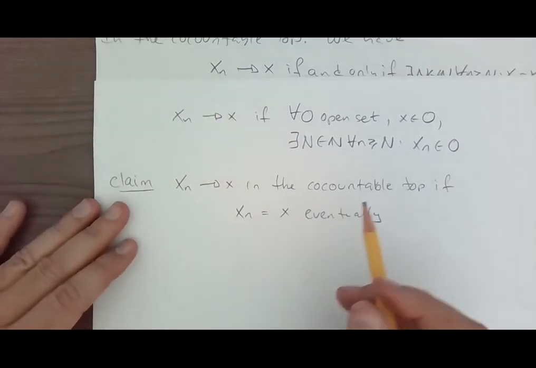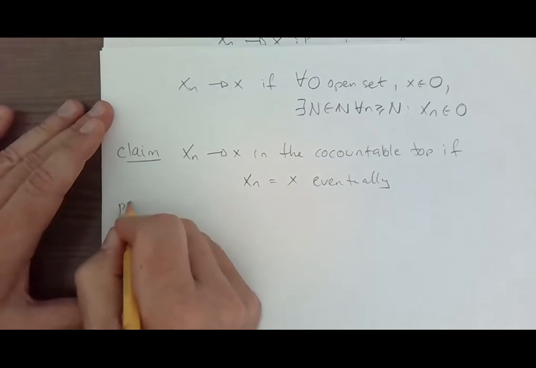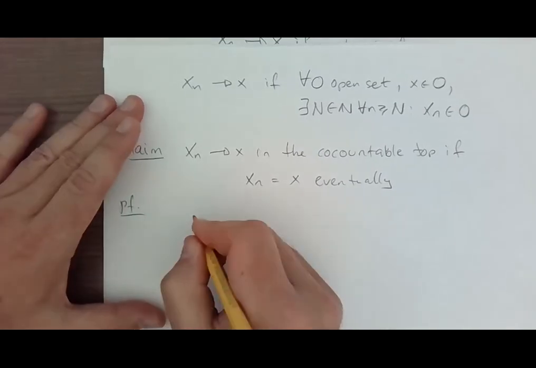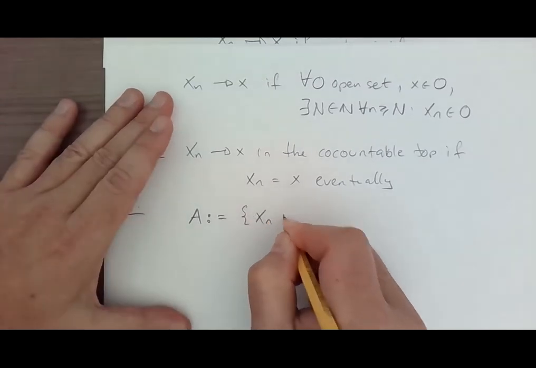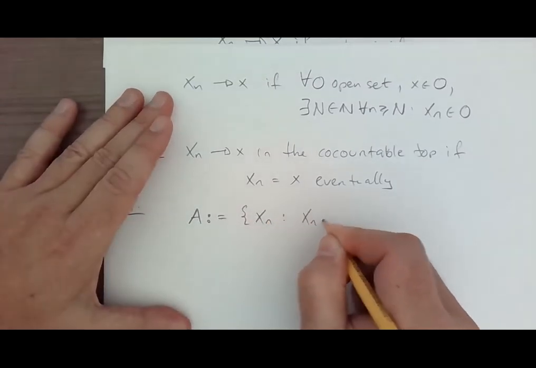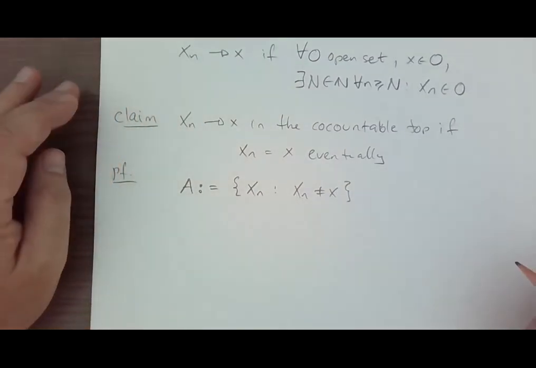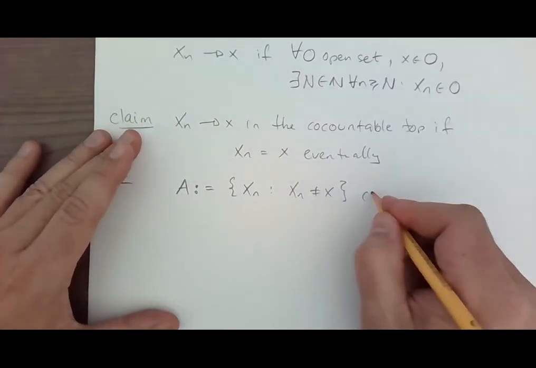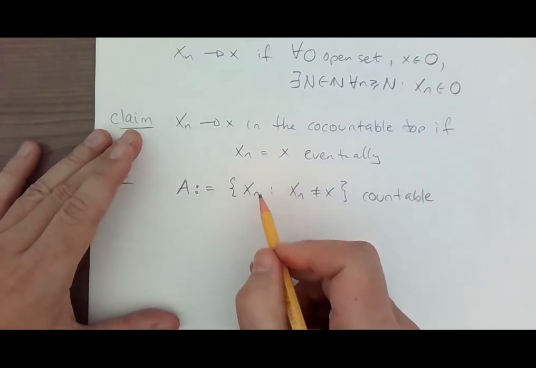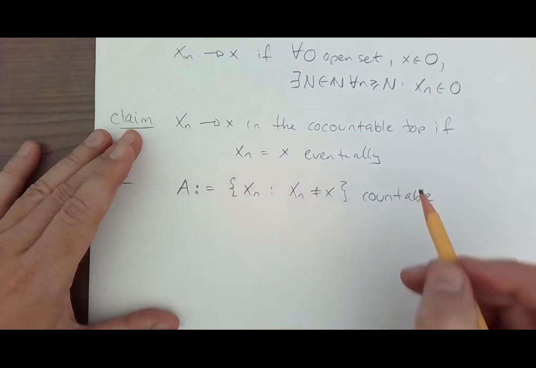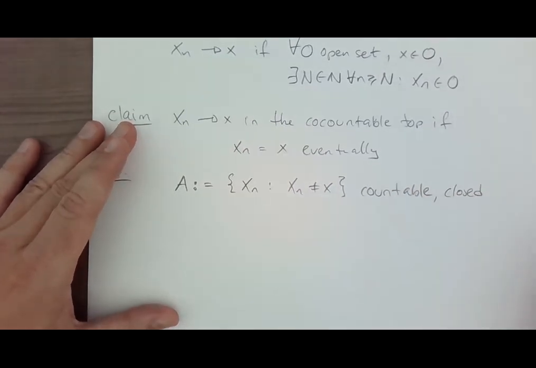Right, so there is an n such that after that point, xn is exactly equal to x. And it's not difficult to see the proof. What you do is you say, let me take a set: those xn's for which xn is not x. And this is a countable set, right? Because the xn's run through the natural numbers. So this is a countable set, so it's closed.